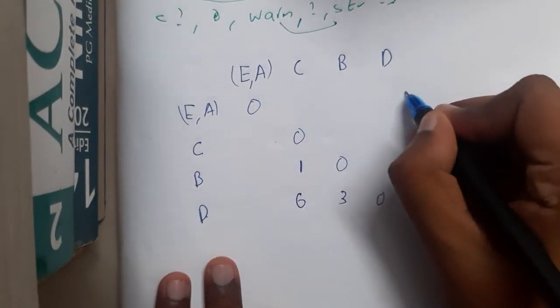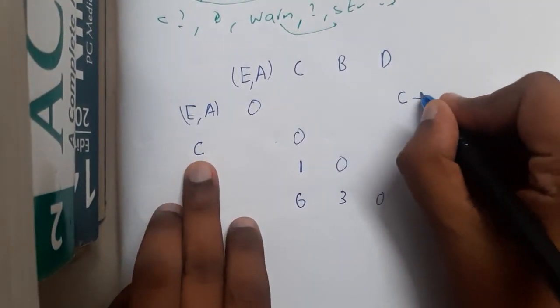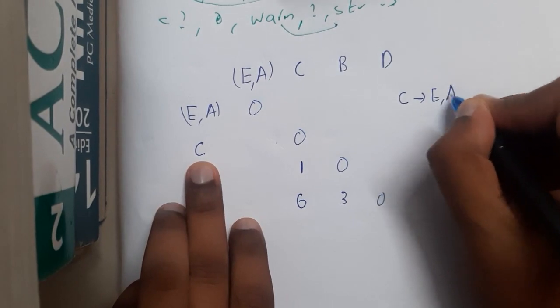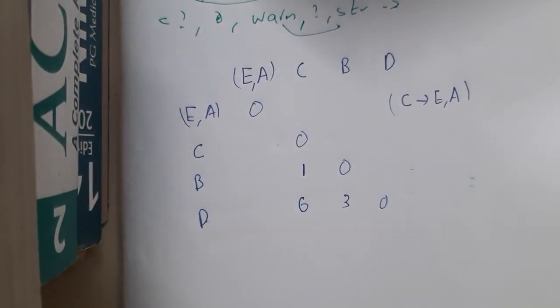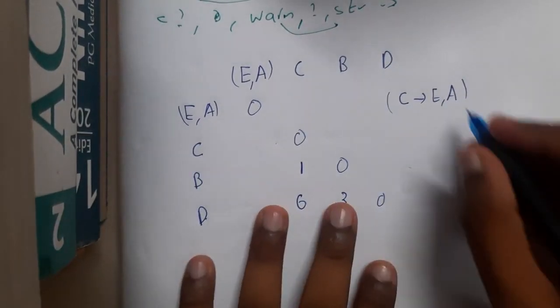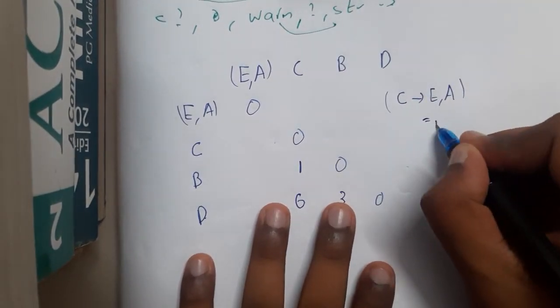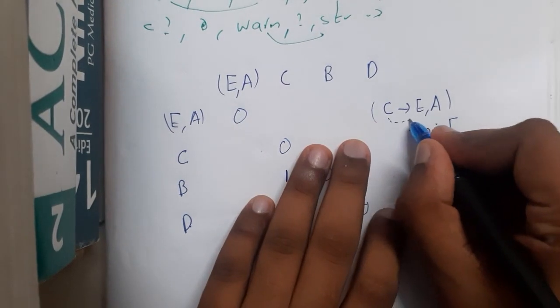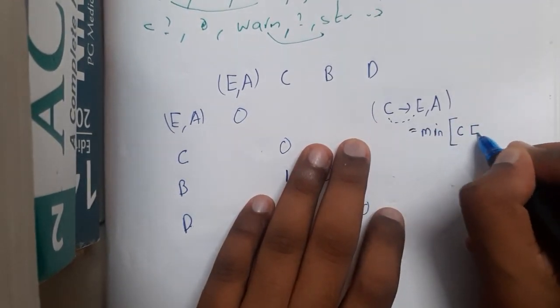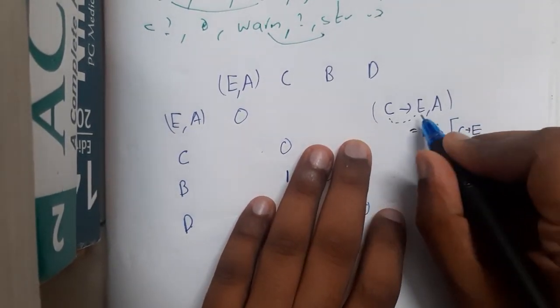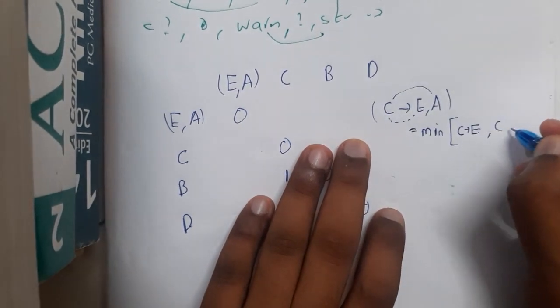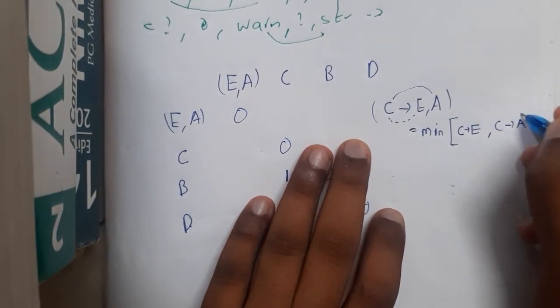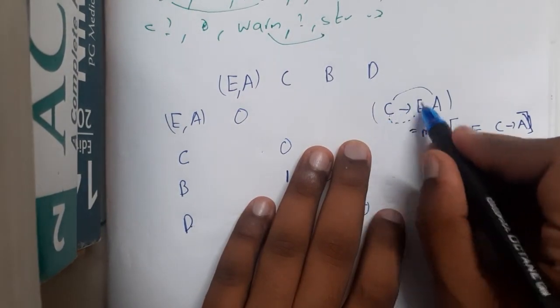So what is the distance between C to E comma A? That will be our question. This might sound a bit different, right? You are not understanding how to solve it. Here we are having a formula, that is a minimum of distance of C to E or distance of C to A. So what is the minimum distance you should check? Here we are having C to E and C to A.